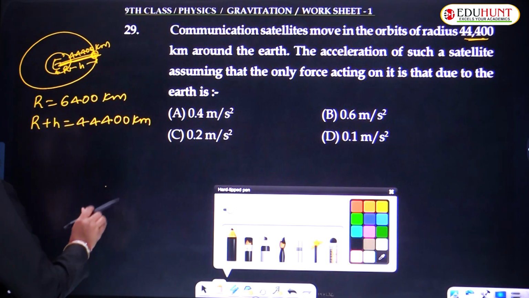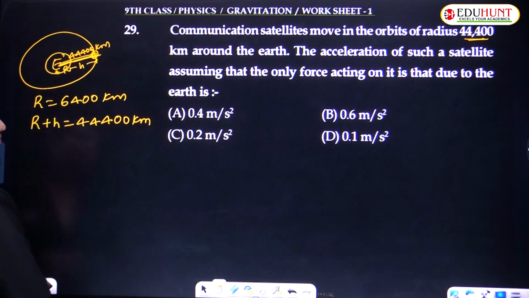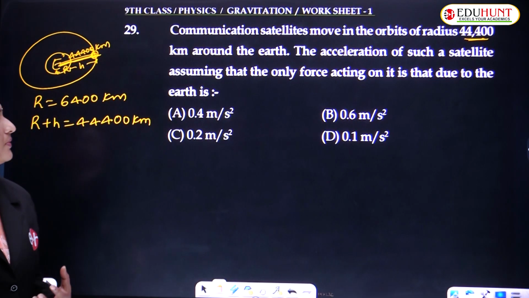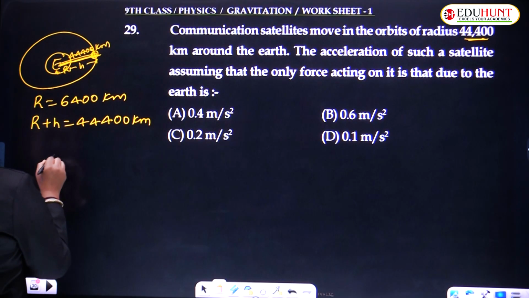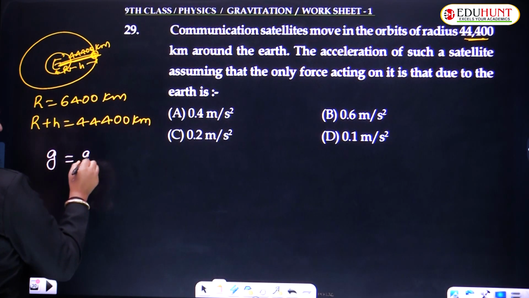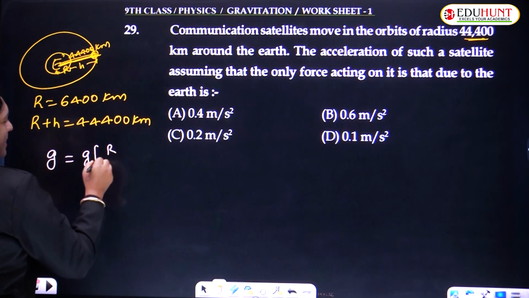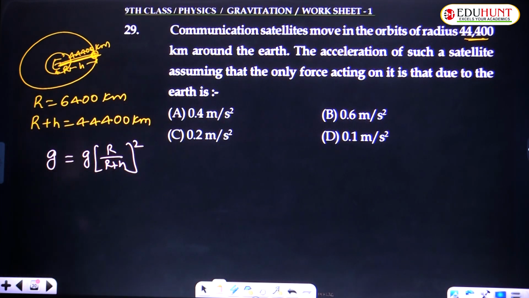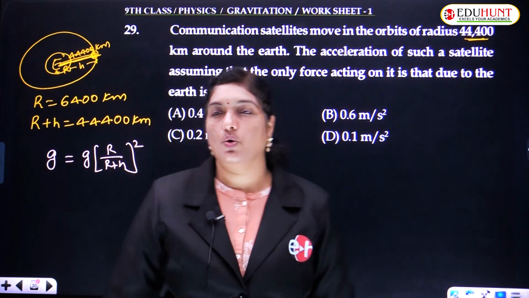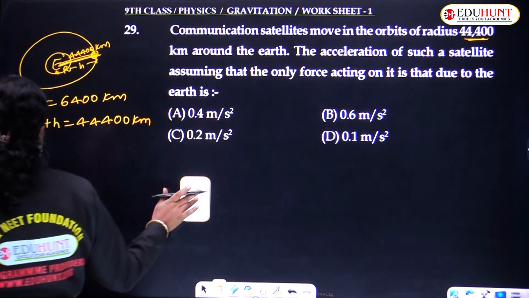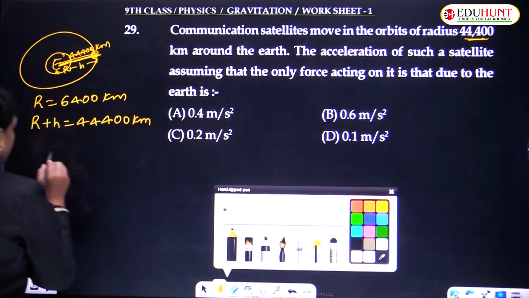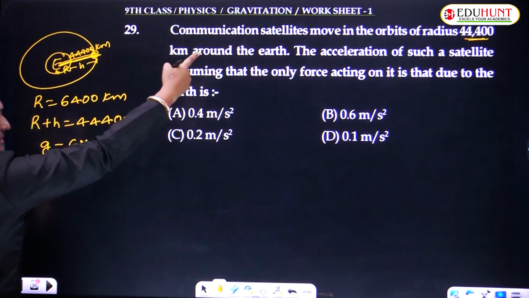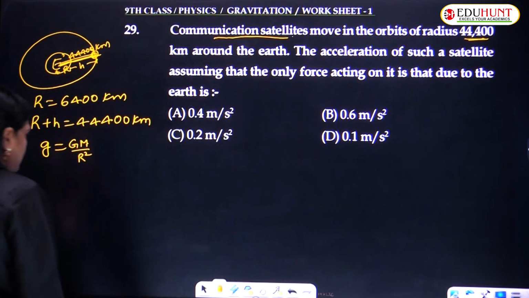Children, as we know, the relation between g and g at height h: g_h is equal to g times (R by R plus h) whole square. What is the value? g_h is equal to g times (R by R plus h) whole square. So, how did you get this relation? Let me explain this also carefully. We know the value of g as GM by R square. Here M is the mass of the Earth.